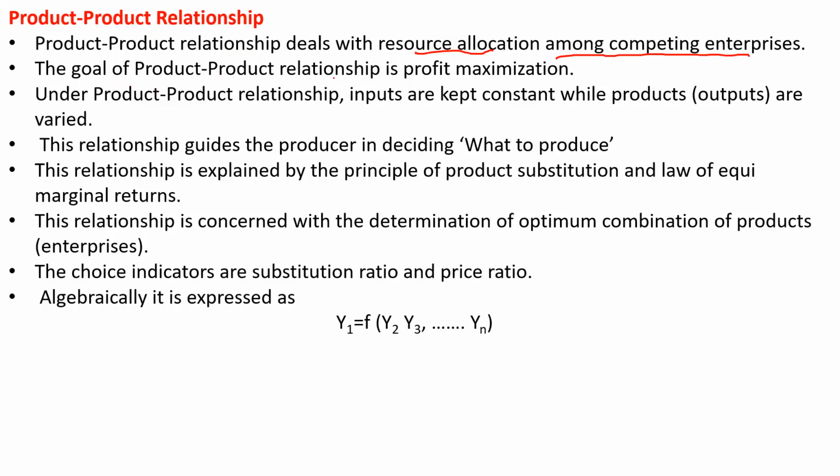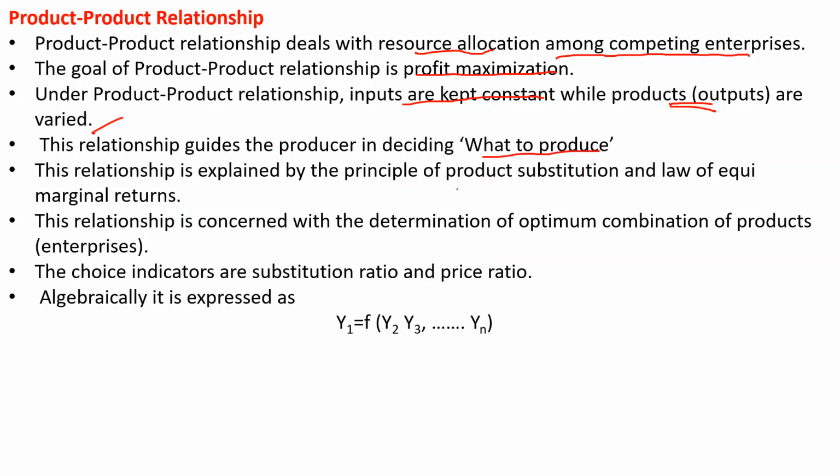The goal of product-product relationship is profit maximization. Now, under this relationship, inputs are kept constant while output are varied. In factor-factor relationship, we have seen that their output is kept constant and input are varied, but in product-product, input are kept constant and output is varied. This relationship guides the producer in deciding what to produce.